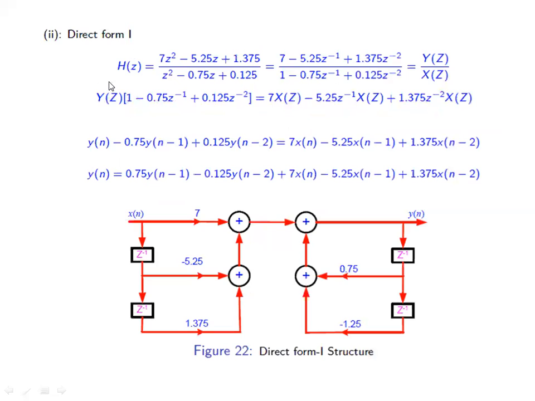If I want to write it for direct form 1, we write it like this. As we know, the transfer function is defined as Y of z by X of z. We are converting these positive powers into negative powers. Dividing throughout both the numerator and denominator by z square, we get 7 minus 5.25 z inverse plus 1.375 z power minus 2, and the denominator is also the same. So we write it as Y of z by X of z. By taking the cross multiplication, we write it as Y of z into this part.